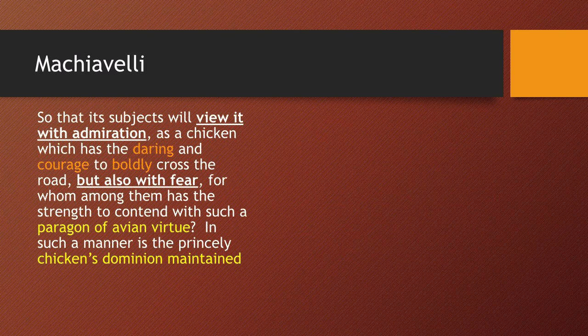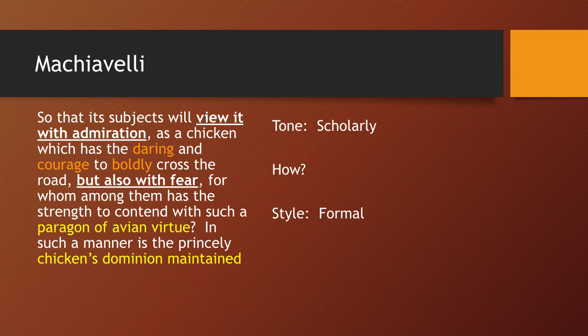So in keeping with this, I have my annotation here. We have our tone, which is scholarly. It sounds like a teacher is talking. All right, how does it do that? Primarily our phrases like paragon of avian virtue, chicken's dominion maintained. Then we have our style, which is very formal. Do we see how scholarly and formal are related? You can't be one without the other. Tone helps to build style. That is how we come to our conclusion. For the next few slides, I'm going to read you the passage. You are going to pause and annotate, then move to the next.